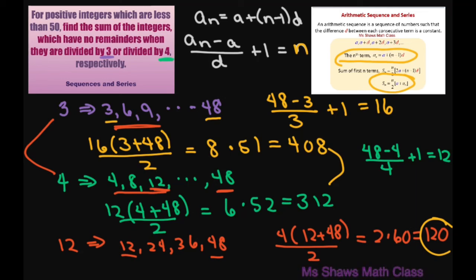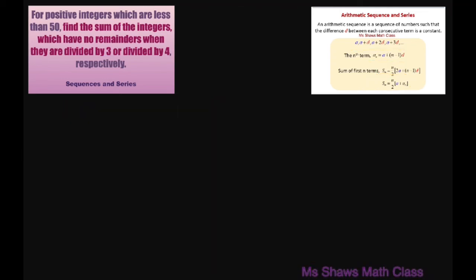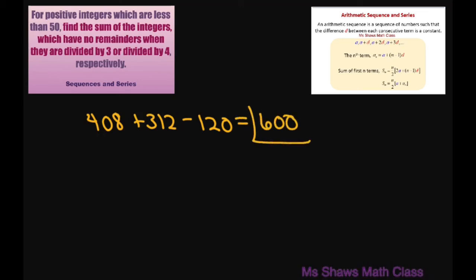So let's look and see what we have. The sum we're looking for is going to be 408 plus 312 minus 120, and that equals 600. So that is your sum for this problem.